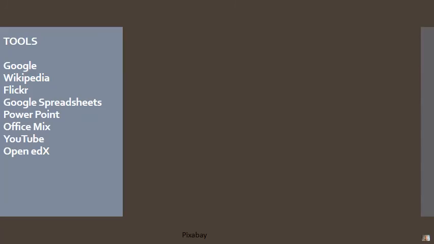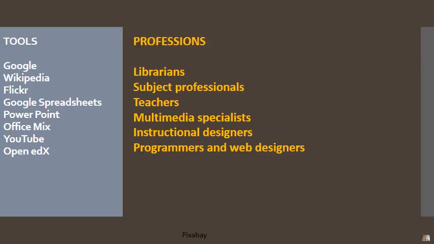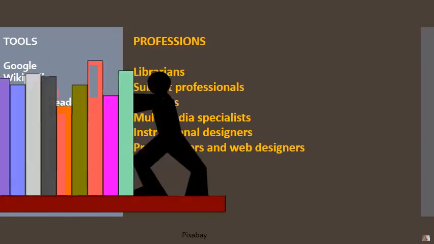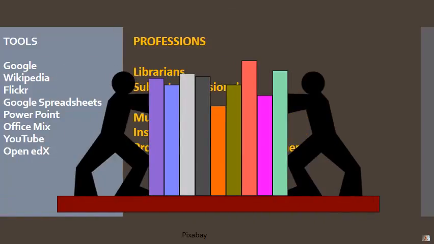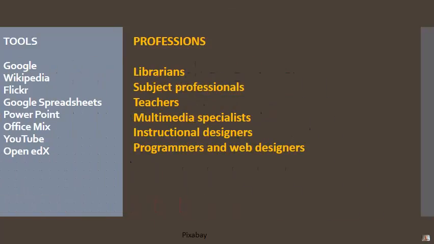In this brief lecture, I outlined what we have learned about the actual work involved in online course production. The tools we constantly use are Google, Wikipedia, Flickr, PowerPoint, Office Mix, Google Spreadsheets, YouTube, and Open edX. The production teams involve many different specialists. The hardest part of the process, however, is not finding the skills we need. The main barrier to learning is inertia, or the passive resistance to change in the organization.